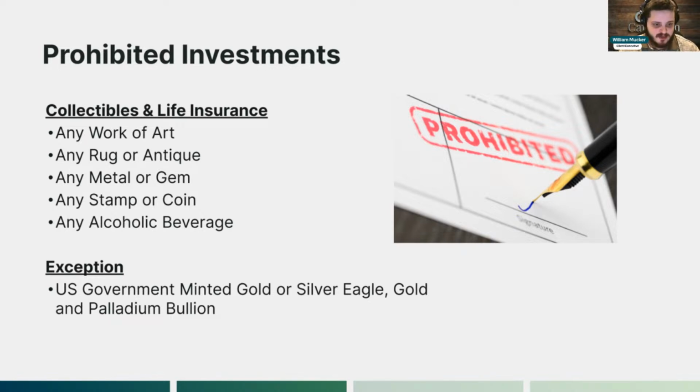Other things that are prohibited are stamps and coins and alcoholic beverages. You can't go out and purchase wine directly. However, if a company has a private placement that they own, or a fund that they go out and invest into these collectibles, you can invest into that. You just can't. Your IRA can't go out and directly purchase these things and invest in them directly, if that makes sense.